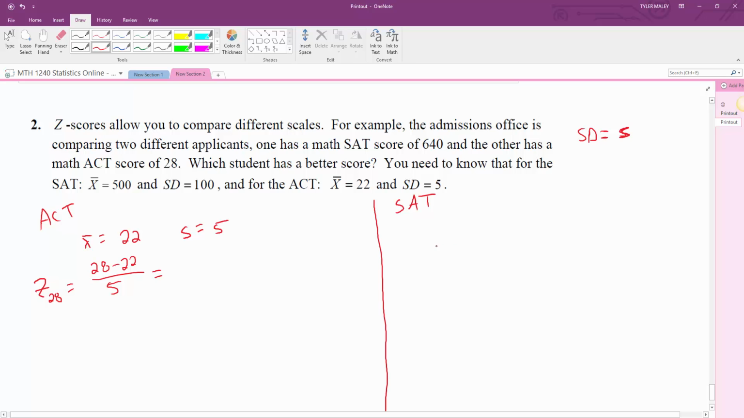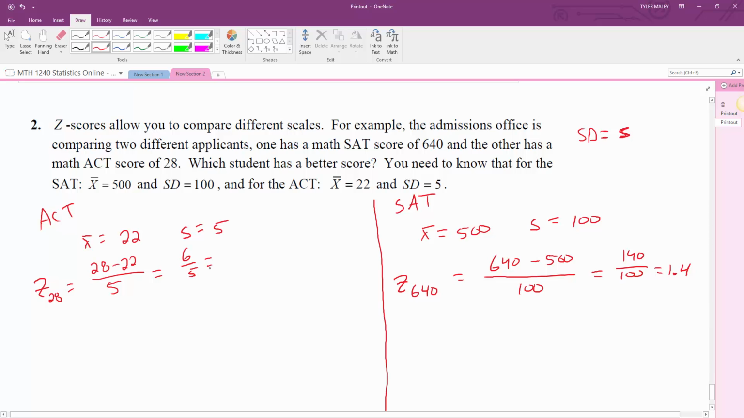And then over here, for the SAT, we need some notes. The mean is 500. The standard deviation is 100. And the score is 640, right? So I would take 640 minus the mean of 500, divided by 100. So here I get 140 over 100, which gives me 1.4, right? Then over here, 28 minus 22 is 6 over 5. So 6 divided by 5 is 1.2, right? So this z-score is bigger, so the SAT score applicant scored higher, right?